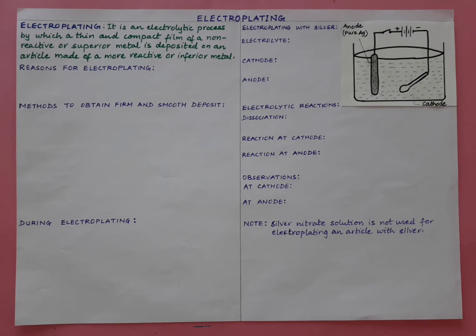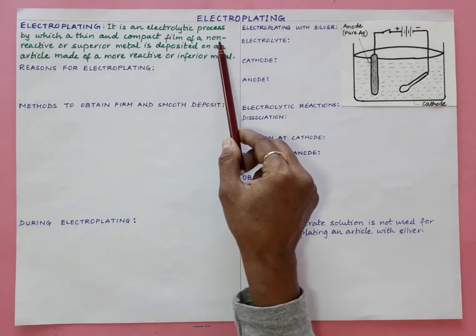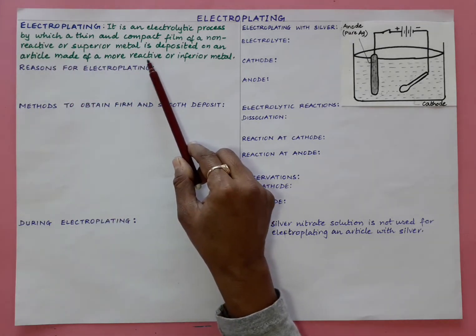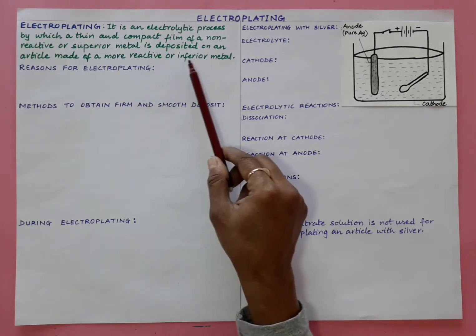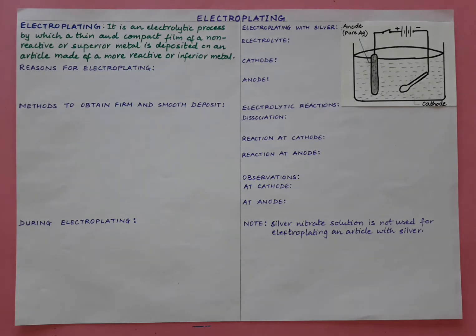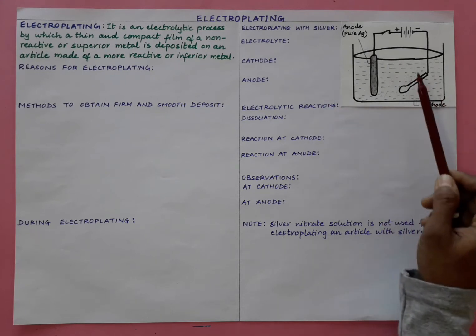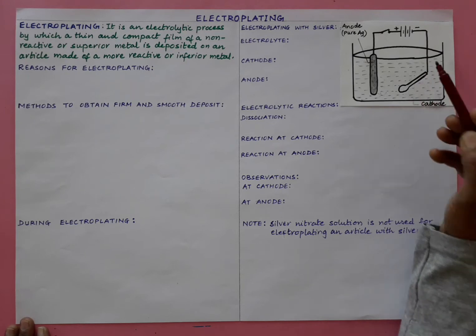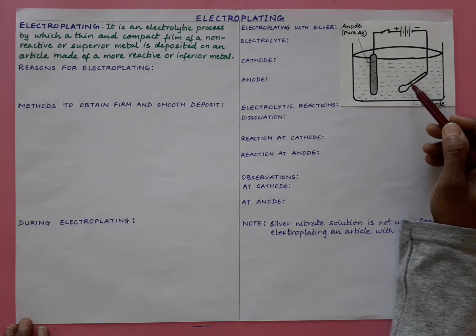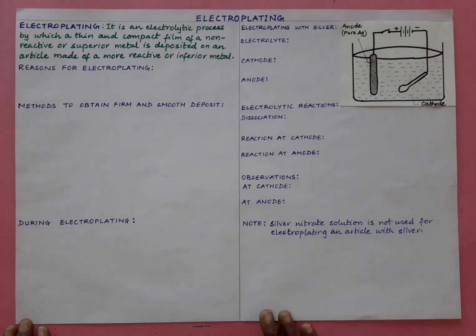Okay, so what is electroplating? It is an electrolytic process by which a thin and compact film of a non-reactive or superior metal is deposited on an article made up of more reactive or inferior metal, right? So for example, this is our object, the article which is made up of inferior metal. On this, if we want to do the electroplating by silver, that is a superior metal, and a thin compact film of silver metal is deposited by the electrolysis process by passing electric current, that is known as electroplating, right?